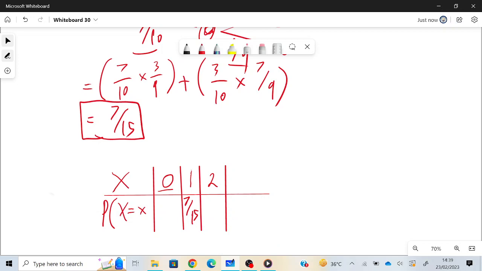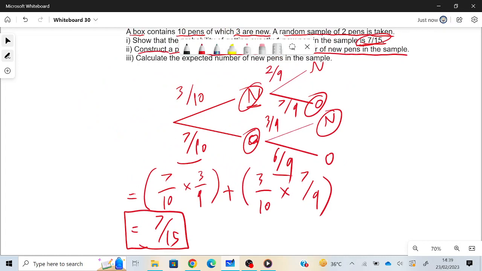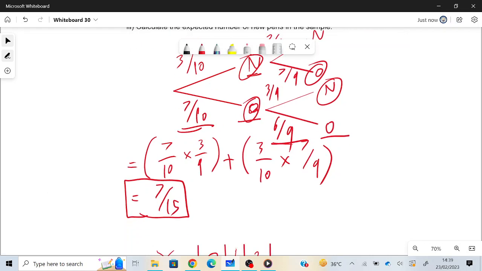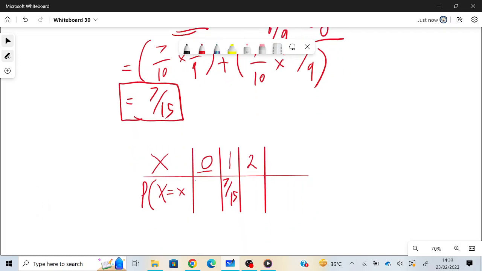The probability of getting 0 new pens, we can quickly find that out. That means our first pick is an old and our second pick is an old as well. So that's 7 over 10 times 6 over 9. 7 over 10 times 6 over 9 is 42 over 90, which is, I believe, the same as 7 over 15, yep. 7 over 15.